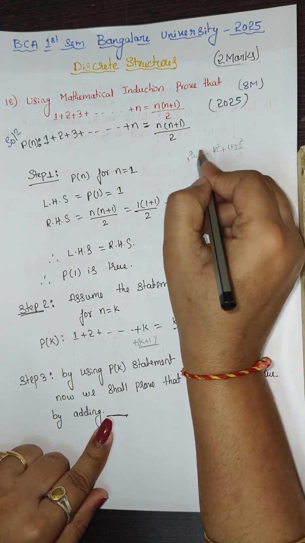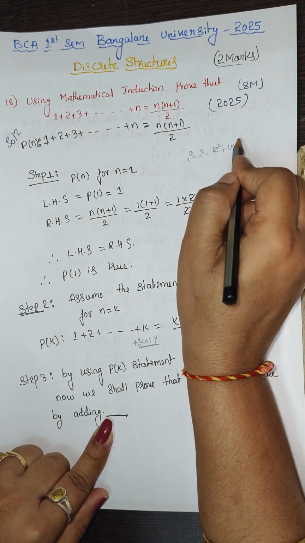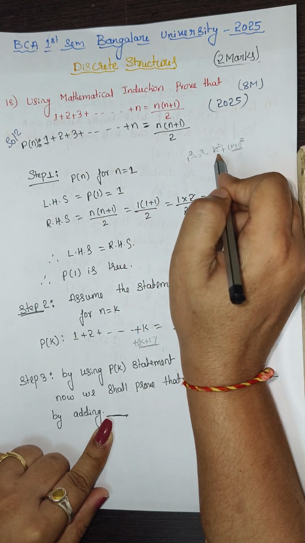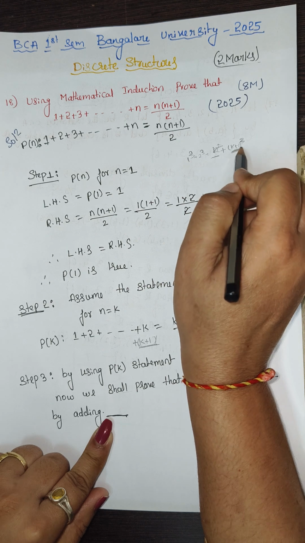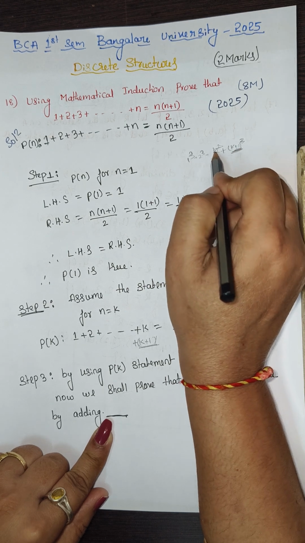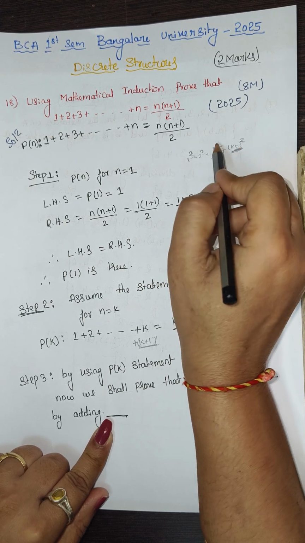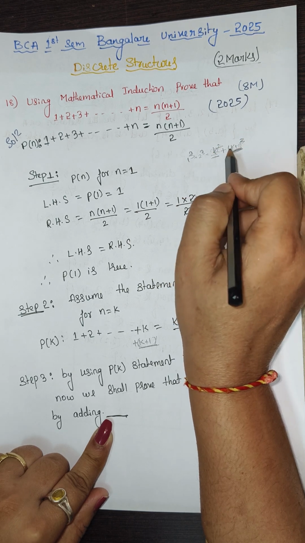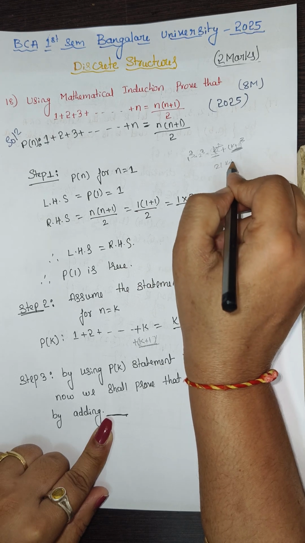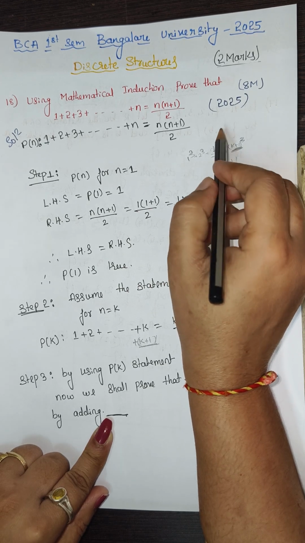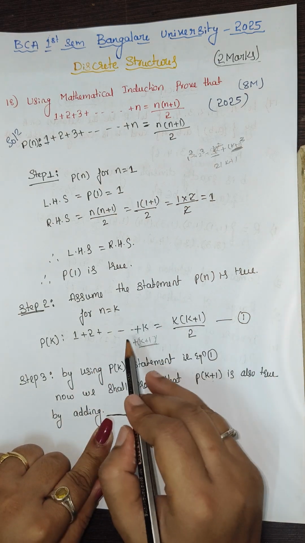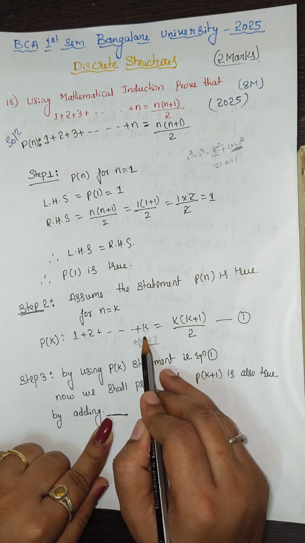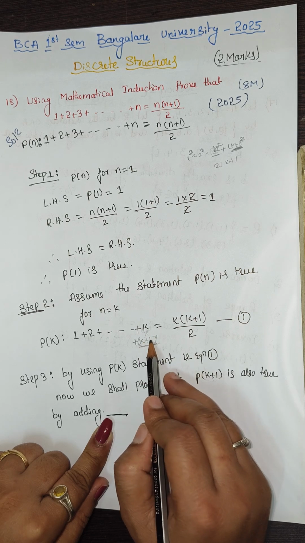If it is cube, 1 cube, 2 cube, 3 cube, k cube, we have to add k plus 1 whole cube. Understood? We have to check from the LHS only, to see what the last term should be. In place of k we have to write just k plus 1. If it is square, you take square. If it is cube, you take cube. If it is 2k, you take 2 into k plus 1 accordingly. In the left hand side of the statement, the last number, you have to replace k with k plus 1.